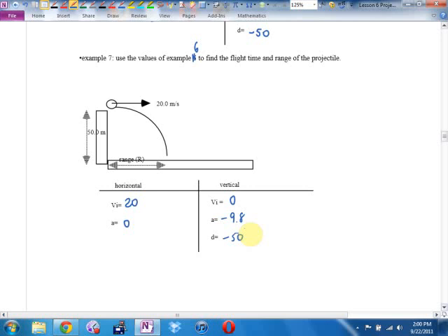I only have two things. I can't find T from here. But I have three things. I think I can find T from here. So from your formula sheet, can you find me an equation that has VI, A, D, and T in it?